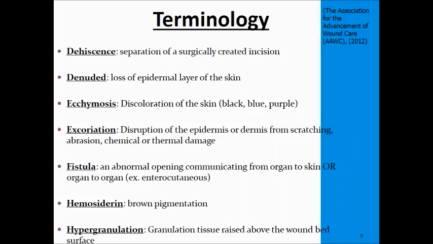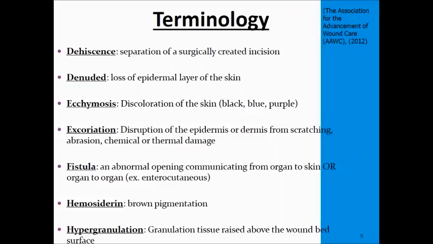Hemosiderin is that brown pigmentation that is seen in patients with venous hypertension. So the hemosiderin staining has the red blood cells carrying the iron-containing pigment that can leak into the tissues. And that breaks down, leaving the hemosiderin in the lower extremities that you see that brown pigmentation in venous insufficiency.